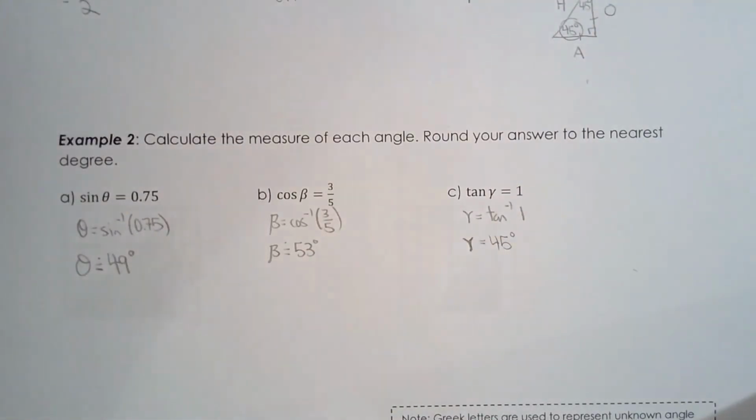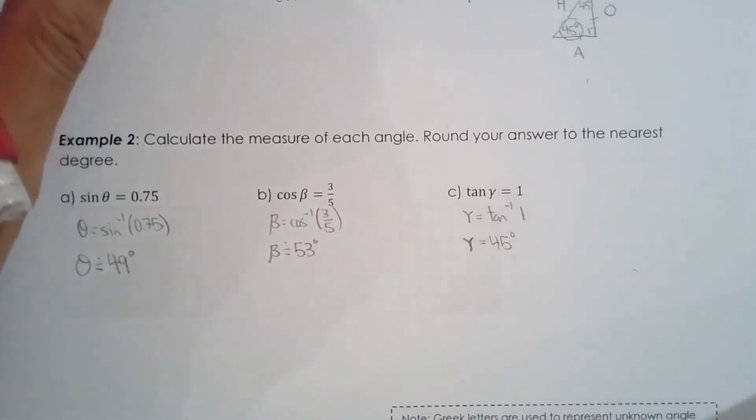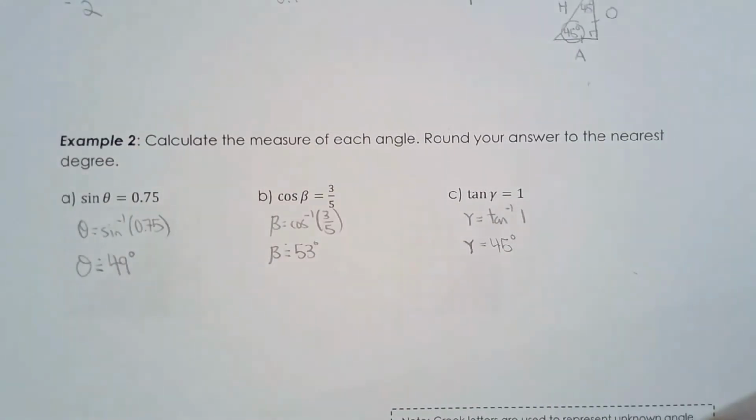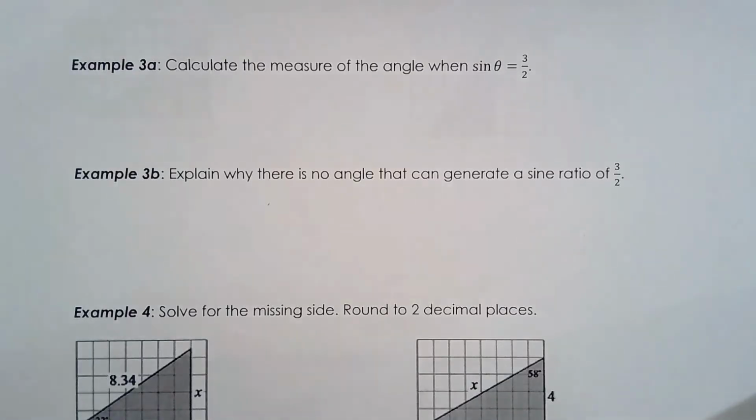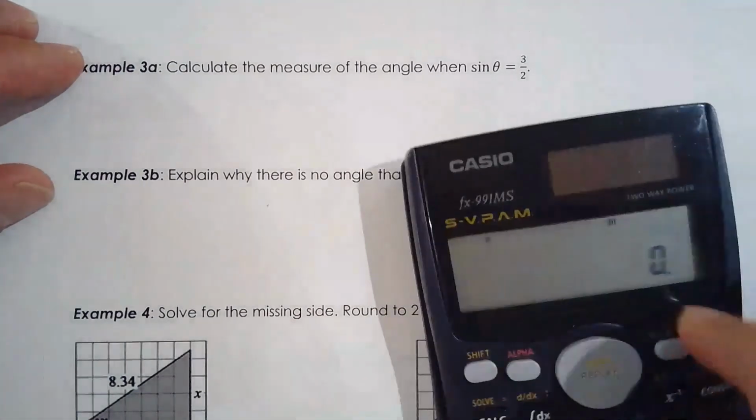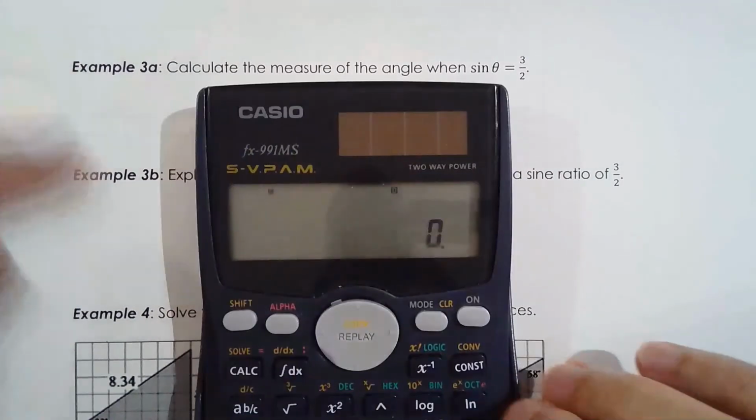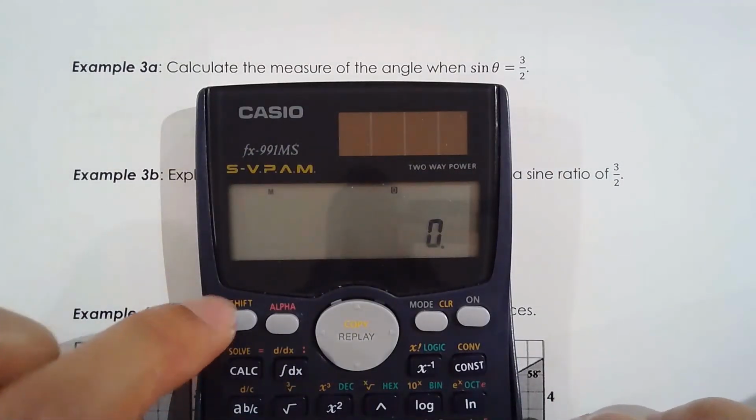Okay, so the calculator is so nice. If you give it the angle, it gives you the ratio. If you give it the ratio, it'll give you the angle. Okay, let's work on example 3a here. Calculate the measure of the angle when sine theta equals 3/2. So we're given the ratio. The calculator should be able to spit out the angle.